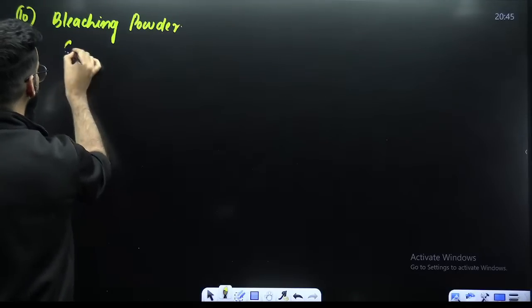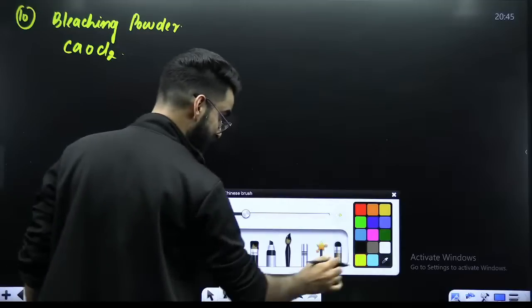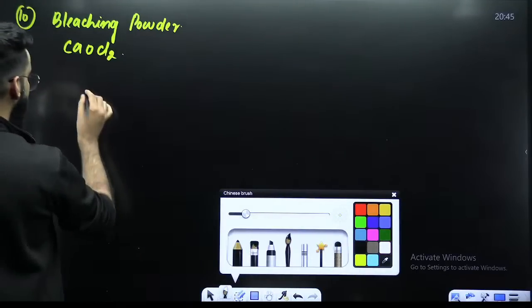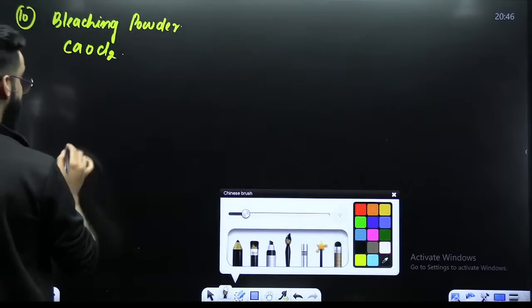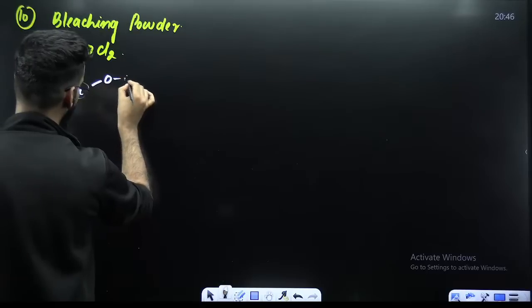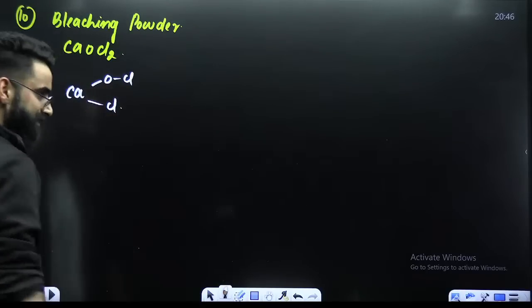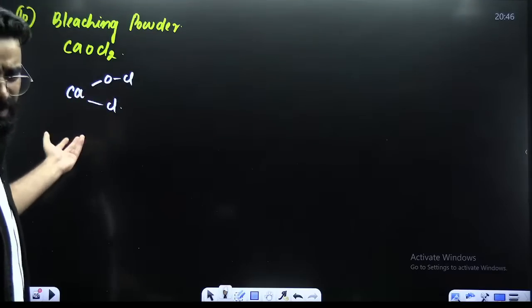In case of bleaching powder, whose formula is CaOCl2, there are 2 types of linkages, right? One is your OCl linkage and one is chlorine directly attached with calcium. So let's say this is calcium and this, for example, OCl. Let's say one Cl is like this. Basically, it's an ionic compound, right? Just to get the oxidation states, I'm making it like this.